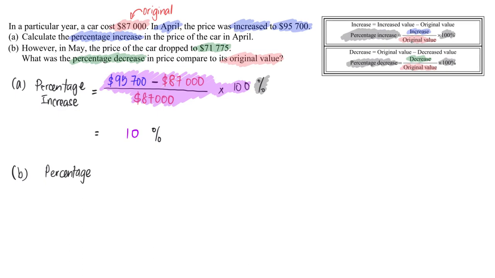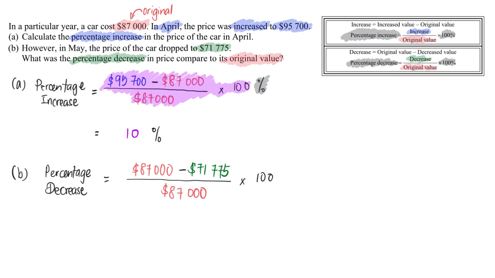And thus, for this particular part B, it is largely similar. However, because it is a decrease, I will have to use the original value minus the new value of 71,775. We are still going to divide by the original value, then multiply by 100%, and again the percentage symbol is still there.